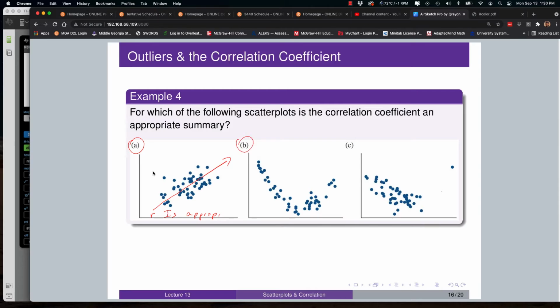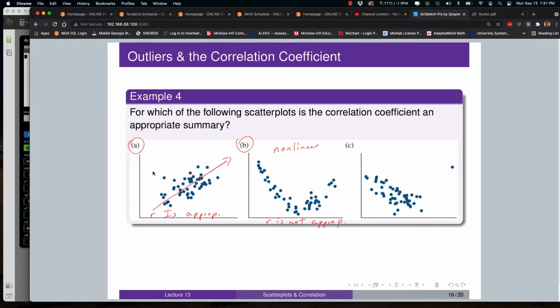B, the data is curving pretty badly. This is nonlinear data, right? When the data is nonlinear, it makes sense that a value that we use to describe the strength of a linear relationship does not work. Therefore, R is not appropriate here for summarizing this data set, or the strength of the linear relationship here.